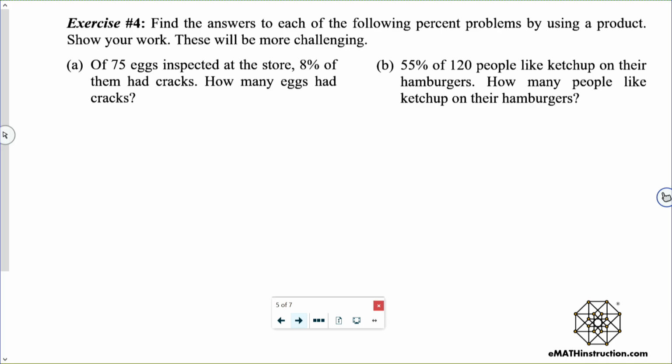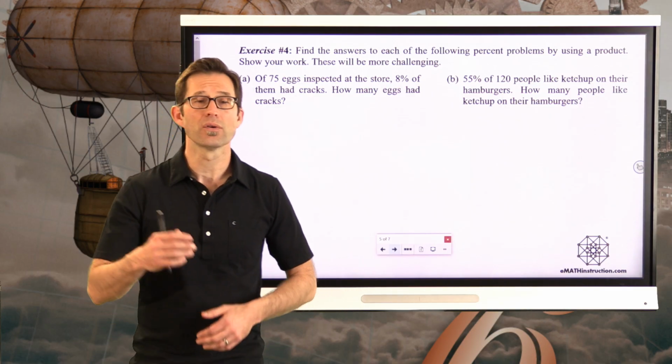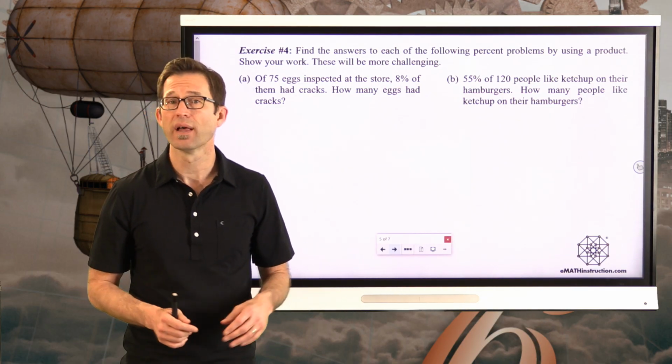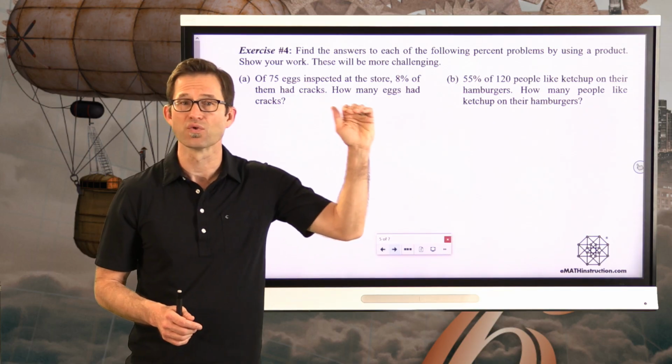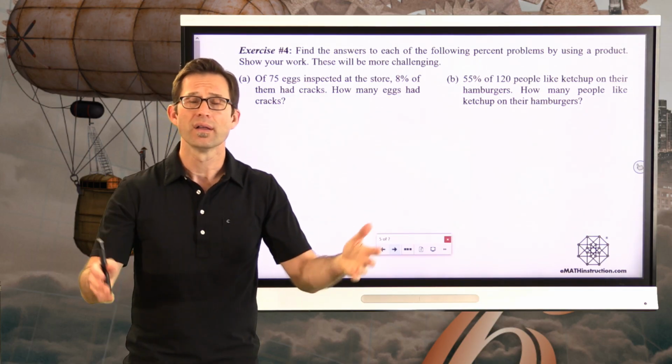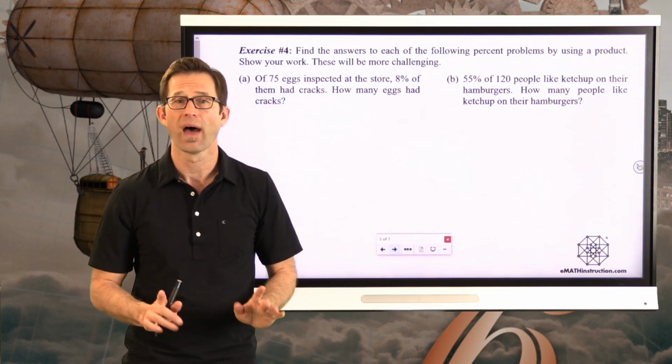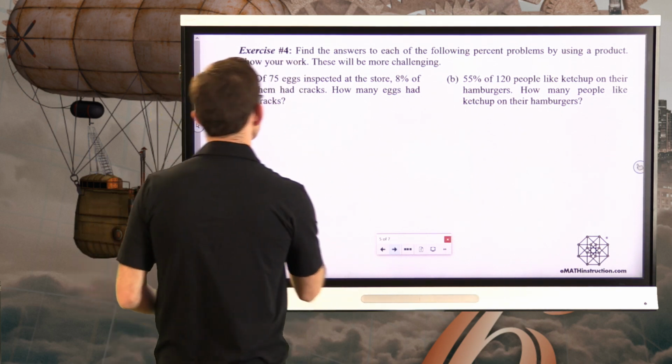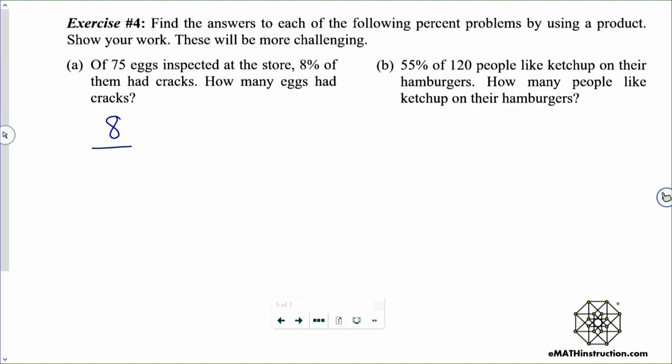Letter A. Of 75 eggs inspected at the store, 8% of them had cracks. How many eggs had cracks? So again, we could do our business that we did in the last 2 lessons: 8 over 100 equals what over 75, and so on. Nothing wrong with that. But the point of the lesson today is to say, 8% means 8 out of 100, and what we want to do is multiply that by 75. Again, if you want to do that, great.